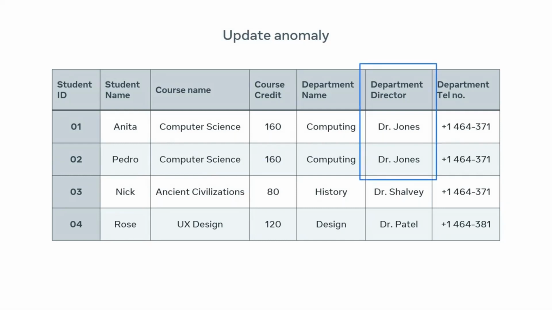I now need to update all instances of Dr. Jones in the table with the new director's name. And I also need to update the records of every student enrolled in the department. This poses a major challenge because if I miss any students, then the table will contain inaccurate or inconsistent information. This is a prime example of the update anomaly problem. Updating data in one column requires updates in multiple others.